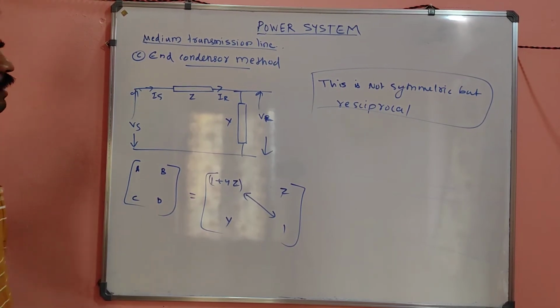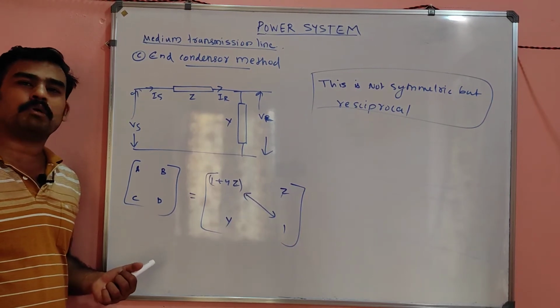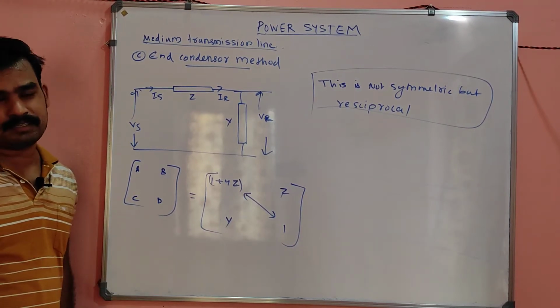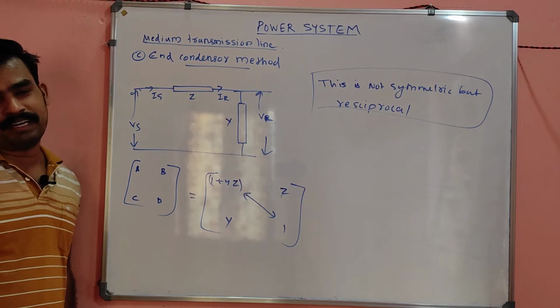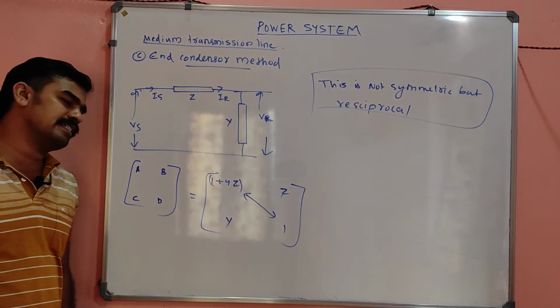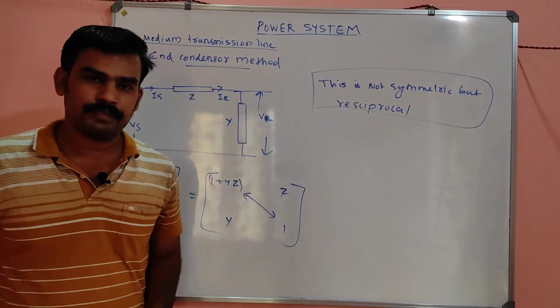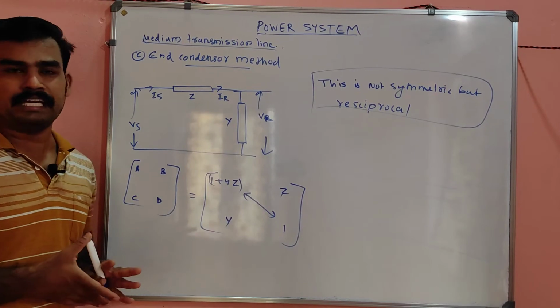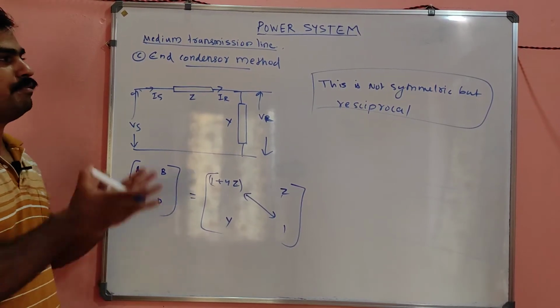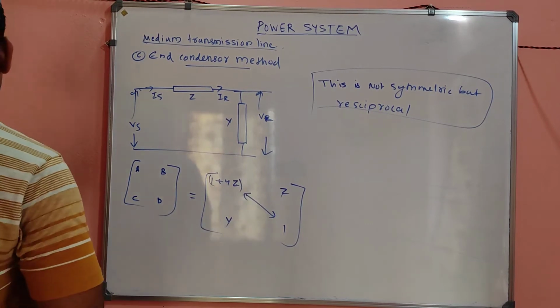You may have a doubt: sir, why are we doing all this? In order to find the parameters: sending end voltage, receiving end voltage, sending end current, receiving end current, impedance, admittance, etc. For finding all those, we need some models, my dear. That's why we are doing this.